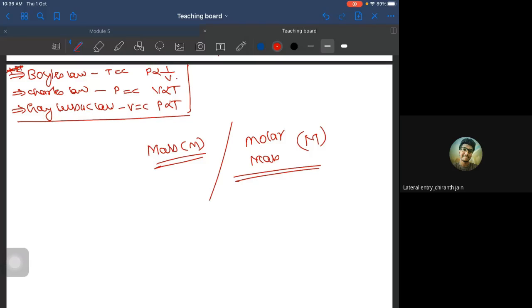Anyone knows the difference between these two? Mass and molar mass. I can even say molar mass is also called the molecular weight of a substance, or a gas. It is also called molecular mass.